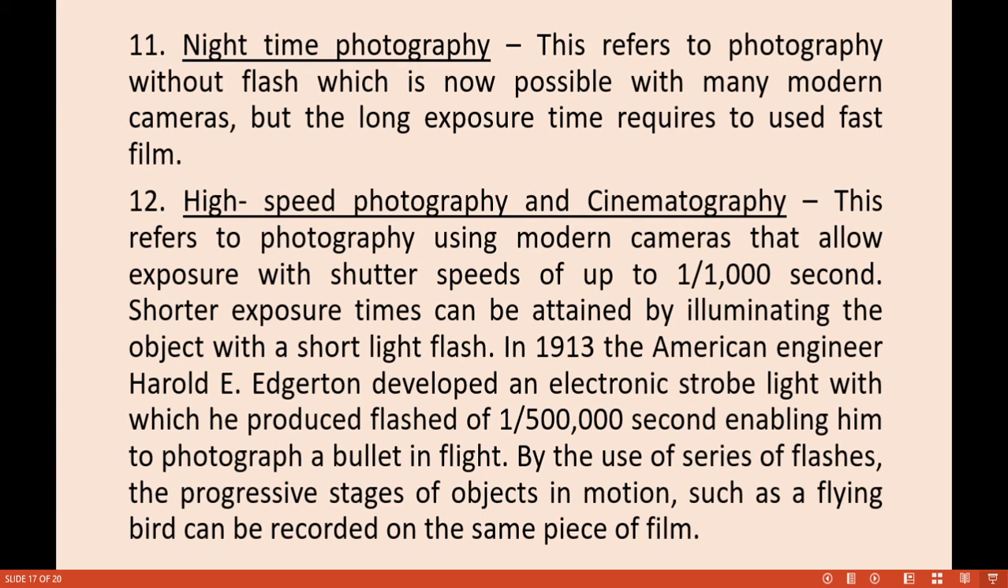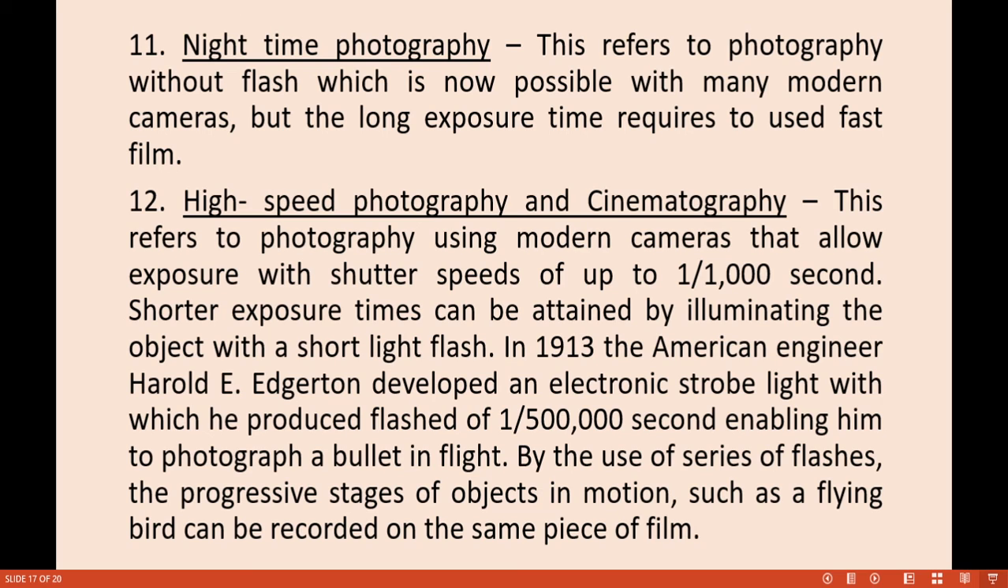Number 12 is high-speed photography and cinematography. This refers to photography using modern cameras that allow exposure with shutter speeds up to 1/1000 seconds. Shorter exposure times can be attained by illuminating the object with a short light flash. In 1913, the American engineer Harold E. Egerton developed an electronic strobe light with which he produced flashes of 1/500,000 seconds, enabling him to photograph a bullet in flight.